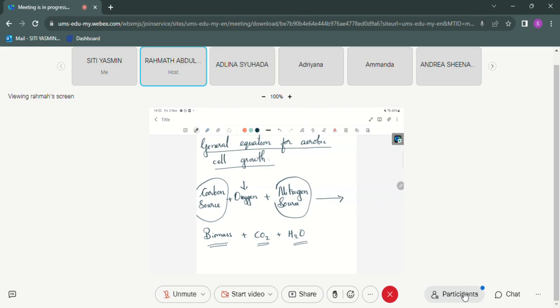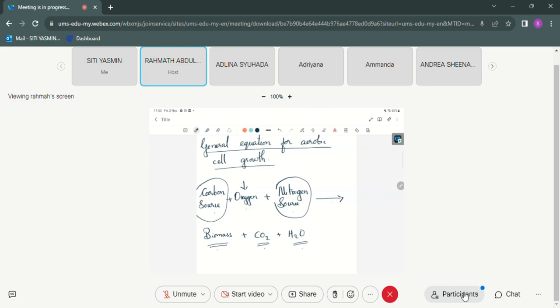I want everyone to take down all the notes of what I'm going to teach you today, because I won't be giving any other extra notes. There will be calculations and equations, so make sure you take all these down. I mentioned we give a carbon source, oxygen and nitrogen, and we get biomass, carbon dioxide and water.